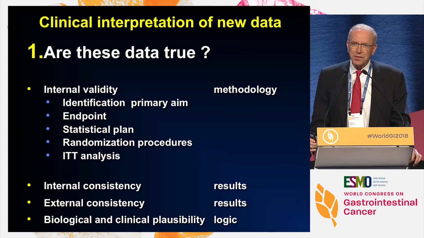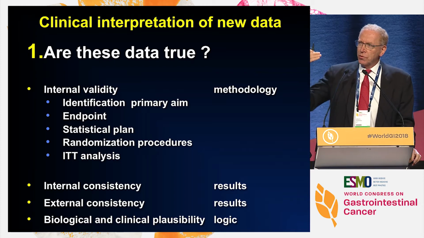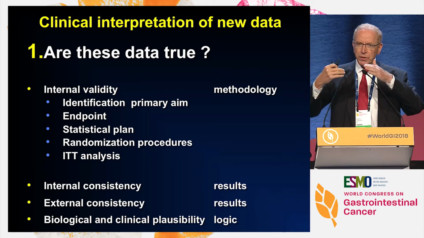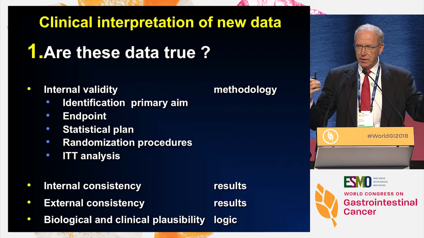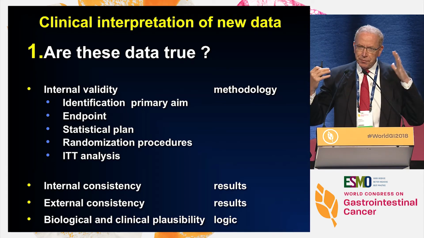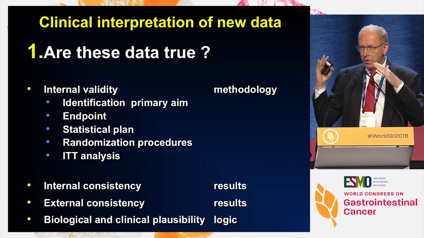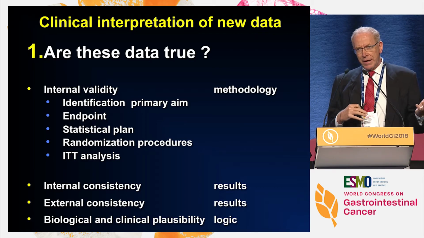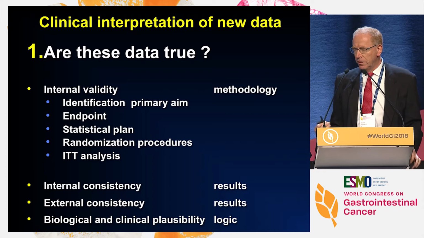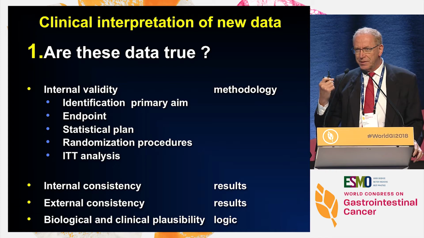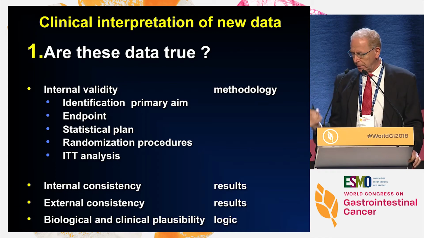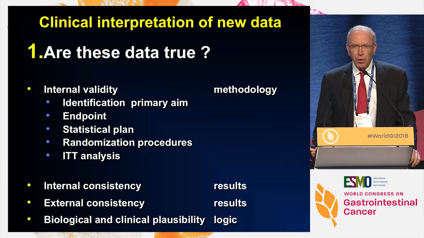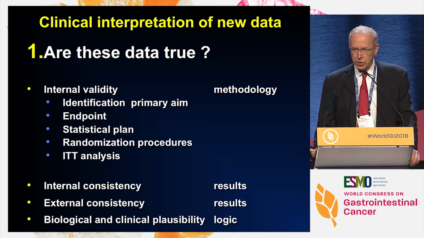The external consistency means how consistent are these data with all that I know from other trials? And usually, if they go along the same type of results that have been obtained before, they are probably more likely to be true. Finally, how plausible are these results? And again, this has to deal simply with logic.